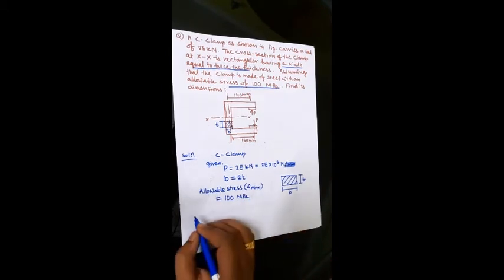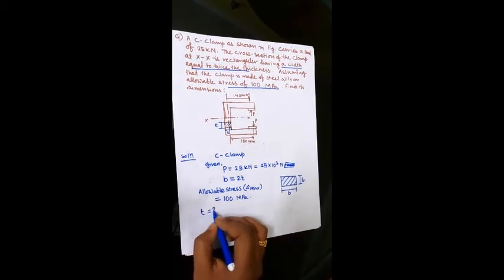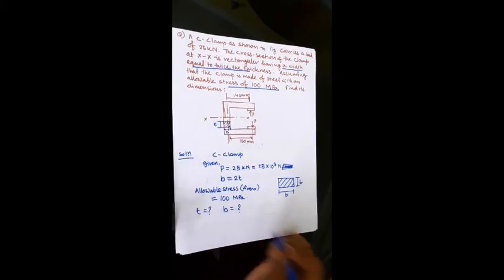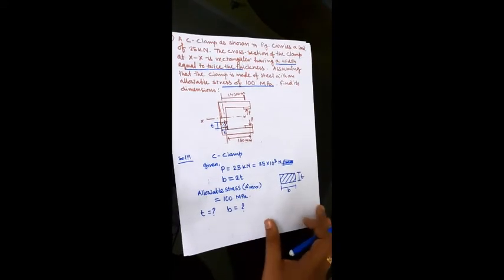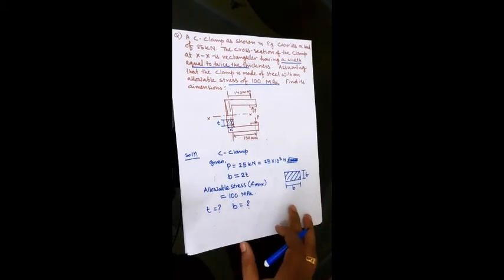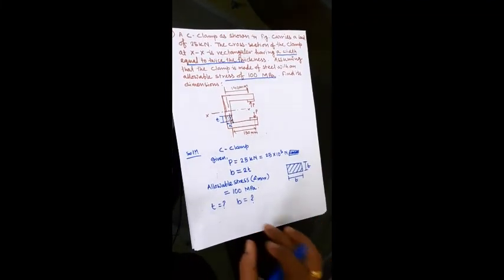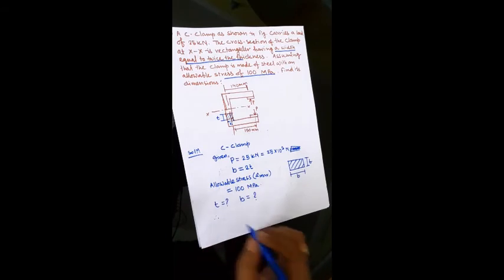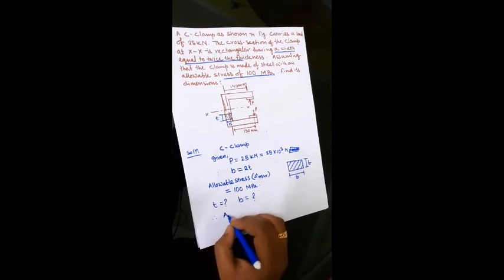And now what we have to find? We have to find the value of T and the value of B. These two values we have to find out. So this will be similar to the previous problem, but here the values and the approach to the problem will be somewhat different, but the main concept will be the same. So we will see that, but before going to the problem, just find out the cross section area.